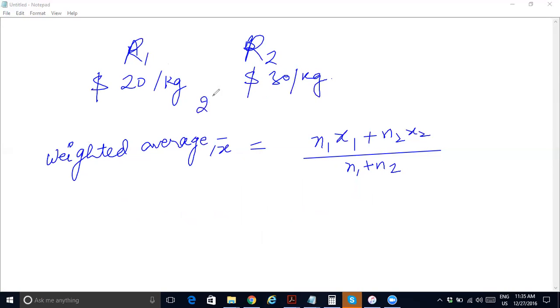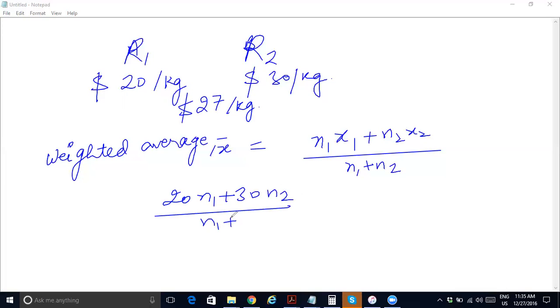We need to prepare a mixture which is $27 per kg. If we put the values in this formula, 20 into N1 plus 30 into N2 over N1 plus N2 is equal to 27. That will give, if we do cross multiplication, 27 times N1 plus N2.